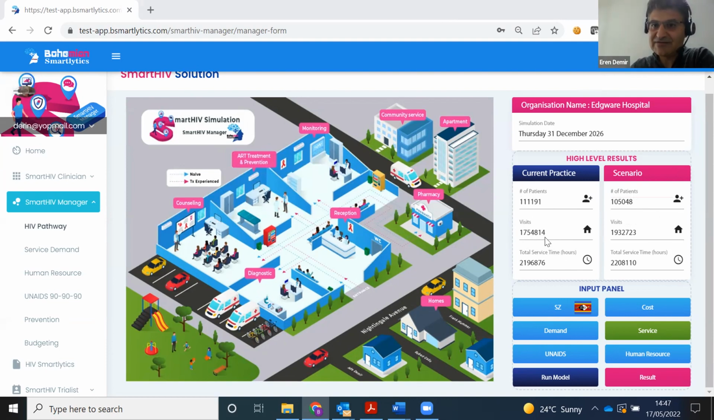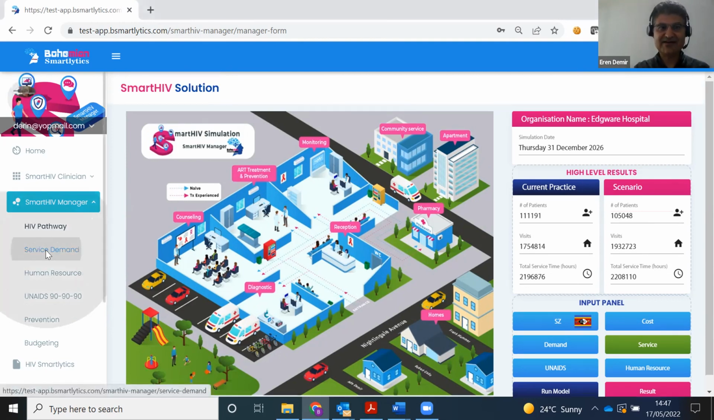You expect over the next 5 years 1,754,000 or thereabouts visits to all of the HIV services. Whereas in the case of scenario 2, you expect 1,933,000 because of the number of PEP cases. There's an increase there. And the total hours is about what? Just over 2.2 million hours of staff time utilized. This is a very high-level set of results, but it's the detail that I'm interested in. So let's have a look at that.